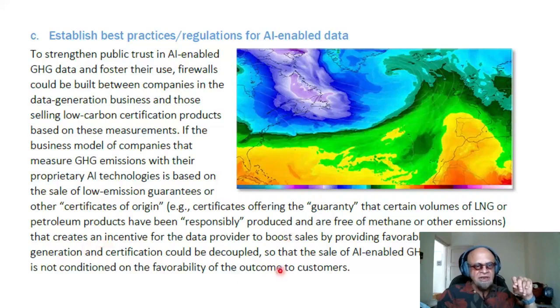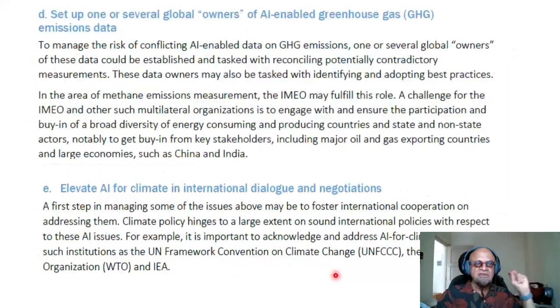Data generation and certification could be decoupled so that the sale of AI-enabled GHG measurements is not conditioned on the favorability of the outcome to customers. So if customers say, I will monitor my own emissions and report it, who will verify it and who will make sure that everybody is doing it honestly and consistently, at precision, accuracy, etc.? So cheating is not possible.